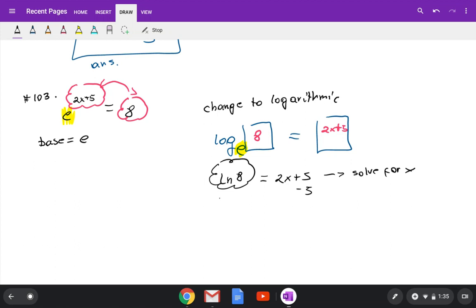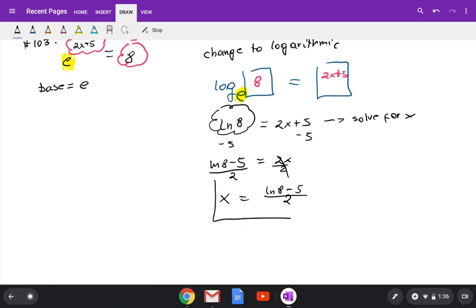Subtract 5 from both sides. So this is ln of 8 minus 5. Don't try to subtract 5 from 8. No, it doesn't work that way. ln of 8 is a real number. Equal to 2x. And just divide each side by 2. So we have x equal to ln of 8 minus 5, divided by 2. And this is how you leave your solution. That's how I want you to keep it.